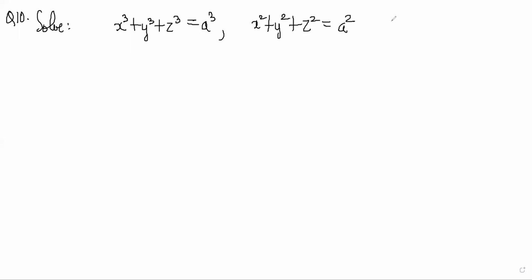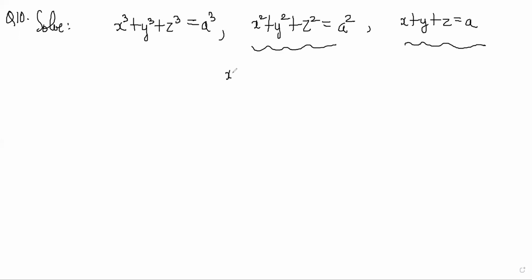Let's go ahead. This is question number 10. To solve, again, a system of equations, you have x cube plus y cube plus z cube is equal to a cube. You have x square plus y square plus z square is equal to a square. And you have x plus y plus z is equal to a. You have to solve this system of equations. Great. So now let's look at this and combine it.